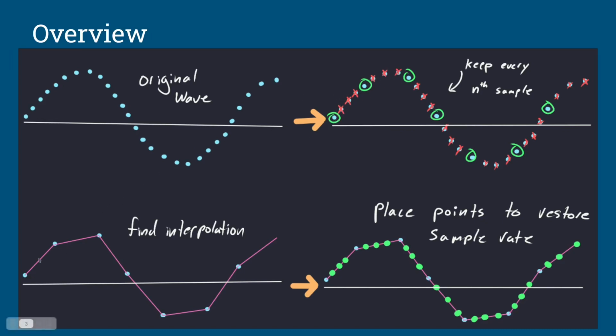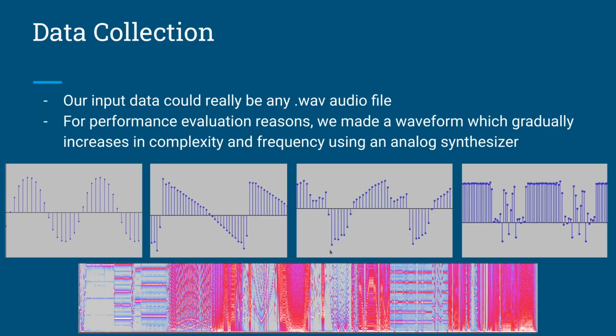Then we'll find an interpolation of the wave. As you can see, the pink line here represents a linear interpolation. And then we'll be placing the samples back in such that we reach the original sample rate. Because we removed 3 samples above, we're adding 3 samples back in with linear interpolation.